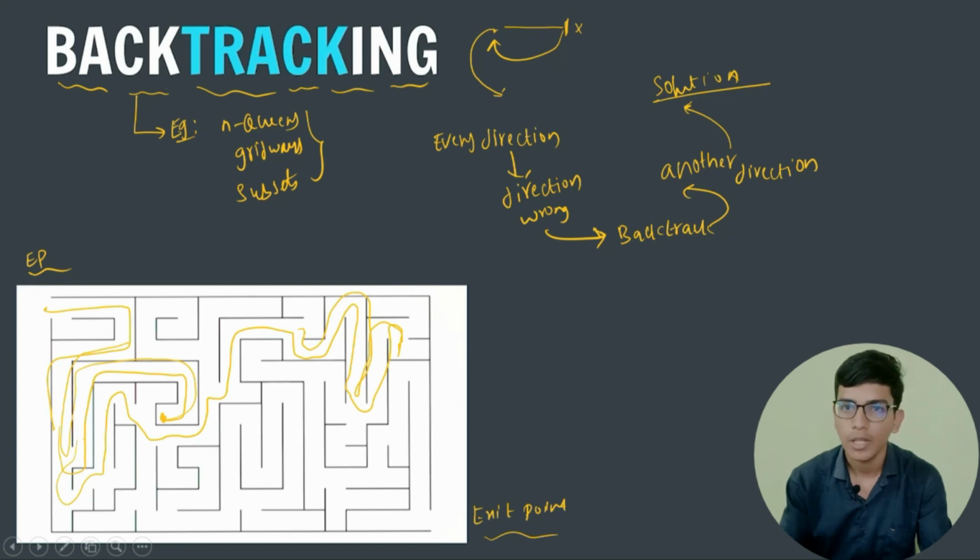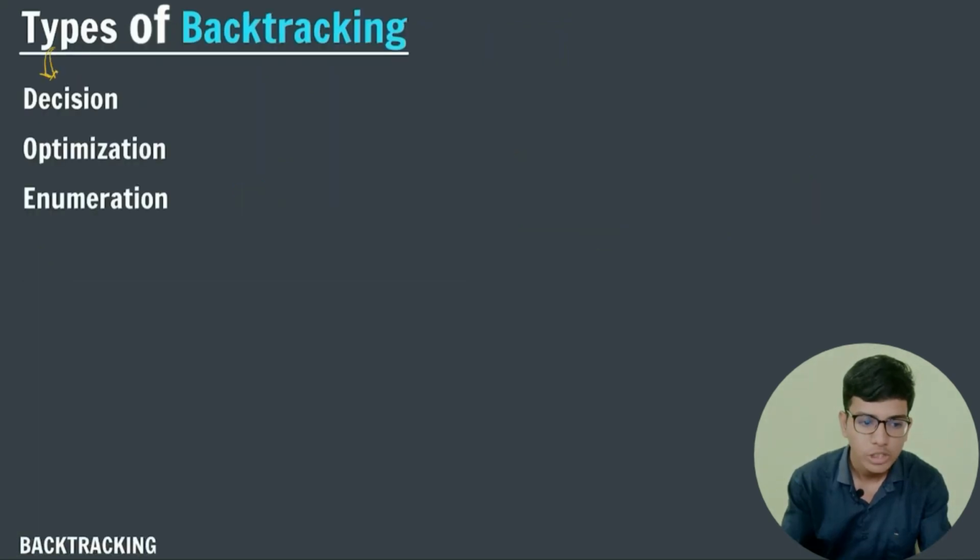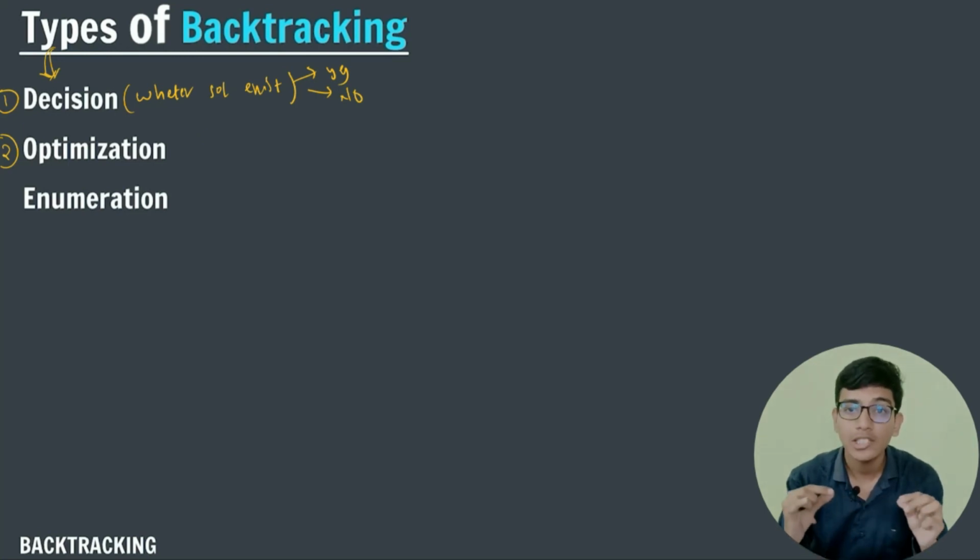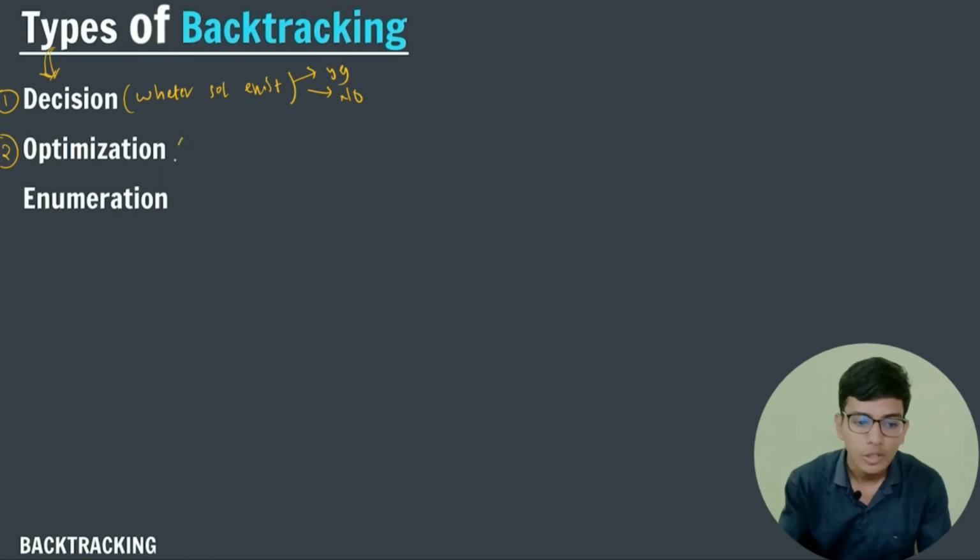So let us start this chapter. We use backtracking mostly for three kinds of purposes. The first one is decision making. Decision making is nothing but whether the solution exists or not. If it exists, then print yes. If the solution of the particular problem doesn't exist, then print no or false. So that is decision making. And the second one is the optimized solution. If a solution exists, then give me the optimized solution among all the solutions in the set. This will give me the best solution.